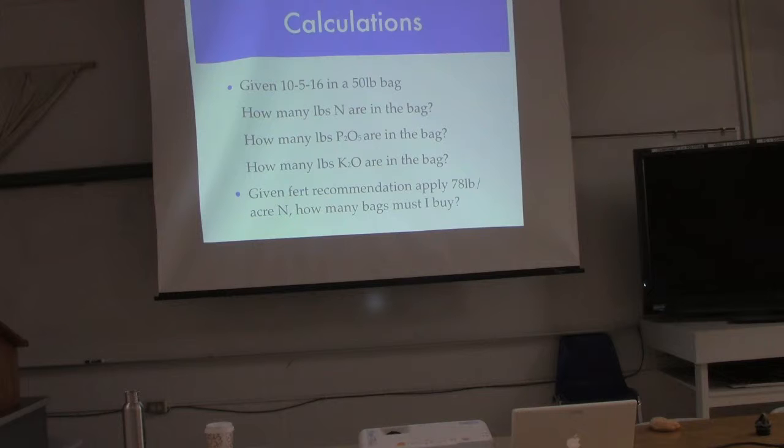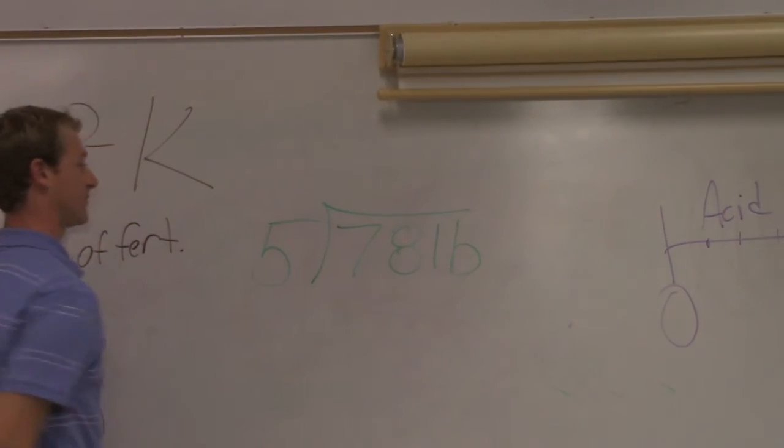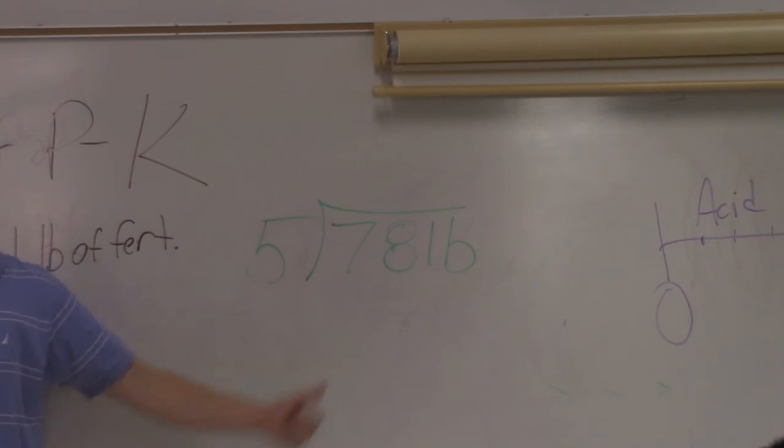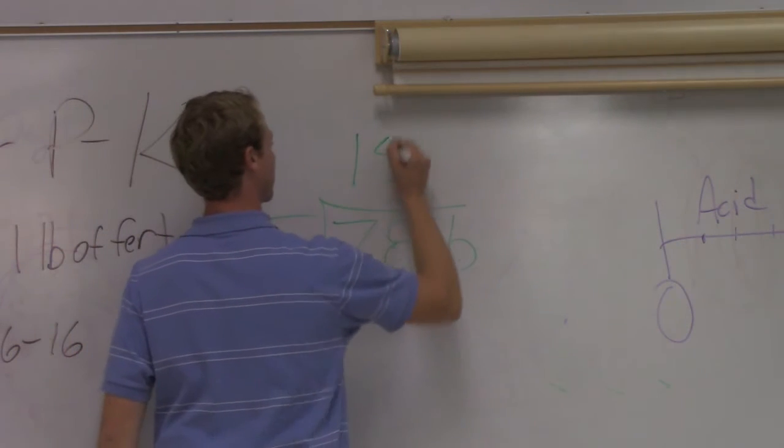Okay, turn that camera towards me, please. I got 78 pounds that I need to put out, right? How many times does 5 go into 78? You can pull out your calculator if you need. Give me an exact number. Somebody got a calculator. What do you got? 15.6. Answer: 15.6 bags.